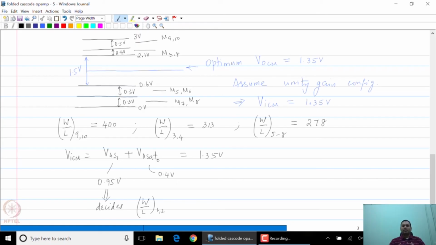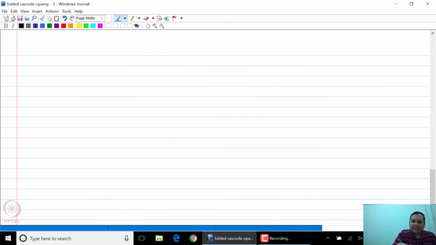Now you have all the sizes, width to length ratios of all transistors in the circuit, because you have used the power dissipation condition and the overdrive swing limit conditions to arrive at this with some logical reasonable assumptions. So now the next step is to calculate the gain of this particular op-amp. So let us calculate the DC gain.